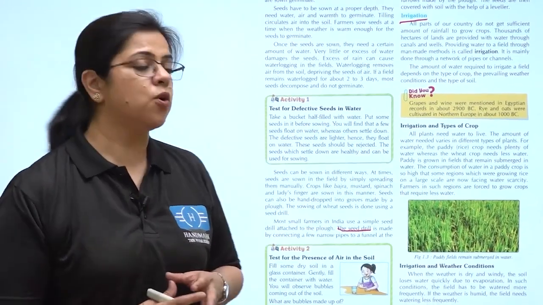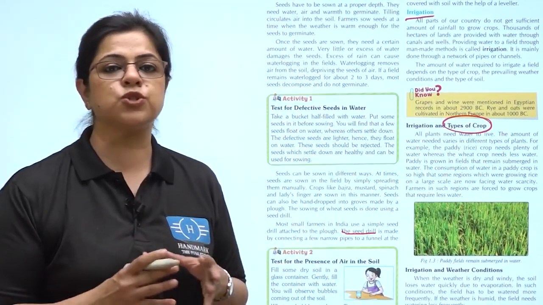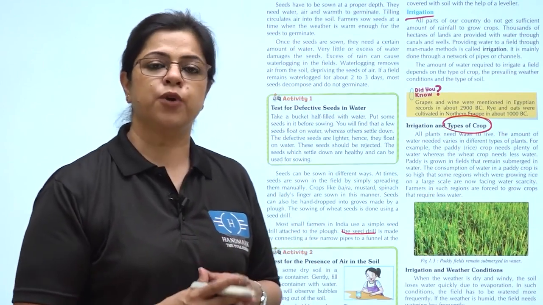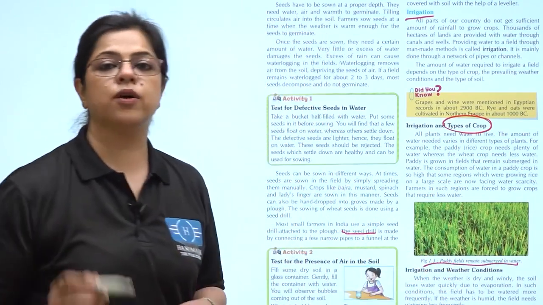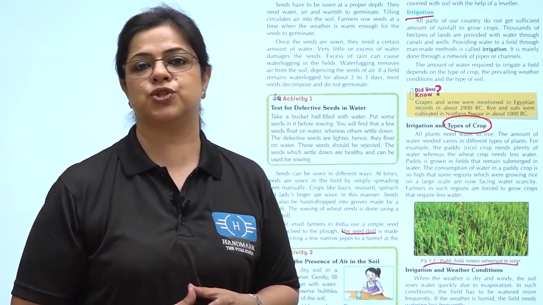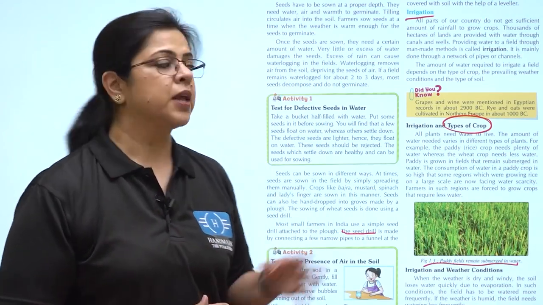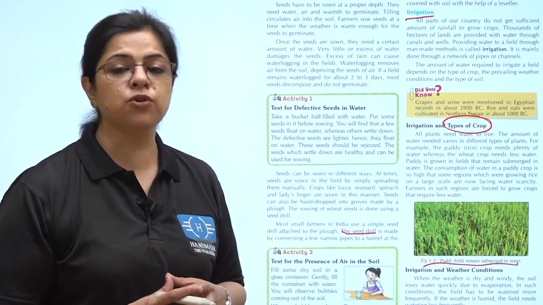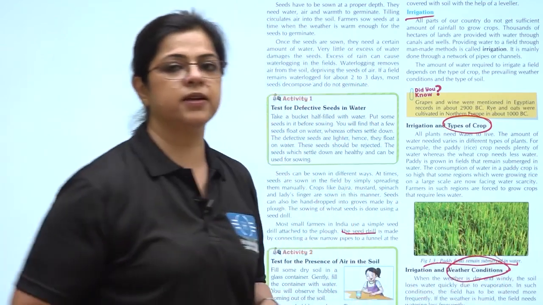Now, irrigation also depends on the type of crop that is to be sown in the field. For example, as you can see here, a paddy field or a rice field requires a lot of water. It has to be submerged in water, whereas wheat crops require less water. The irrigation and the amount of irrigation also depends on the weather condition.